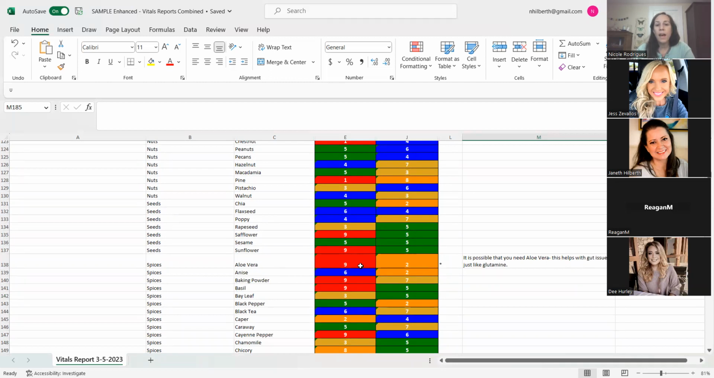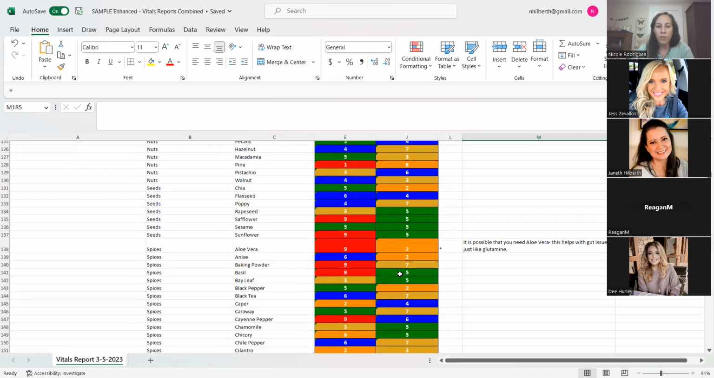Aloe vera flagged a 9 and a 1 back and forth through multiple scans, and it was really red and orange the whole time. So from Becky's class, she taught us that aloe vera is often used to help with gut inflammation. It's similar to glutamine or slippery elm, I think is what it's called. Licorice root is another one that can help with stomach inflammation and gut health.